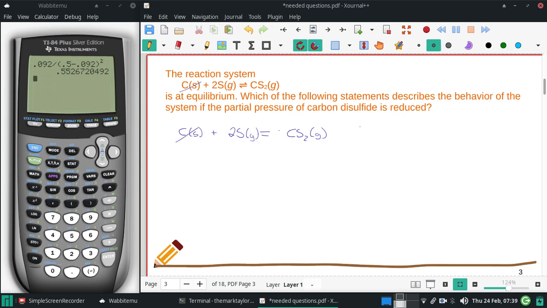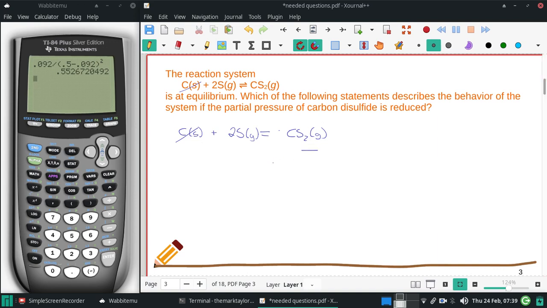Any gases or liquids we have to focus on. Now, since this is asking about pressure, that would actually eliminate liquids. But if it talked about concentration, the liquids will matter. But in this particular question, how it's worded, both the sulfur and the carbon disulfide will be affected because they are both gases. All right, but our statement says we're going to reduce the carbon disulfide.